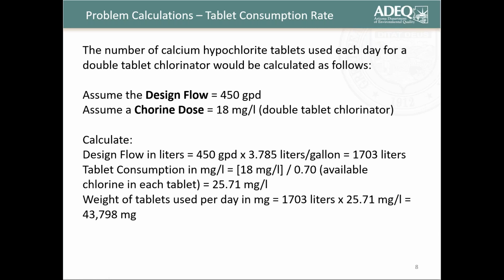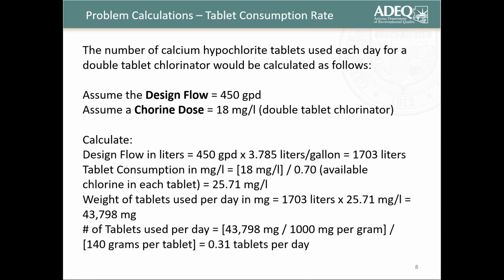So then the weight of the tablets used per day. You've got 1,703 liters times 25.71 milligrams per liter, which gives you 43,798 milligrams per day of tablet. So then the number of tablets used per day: we have 43,798 milligrams divided by 1,000 milligrams per gram, divided by 140 grams per tablet, and you're using 0.31 tablets per day.